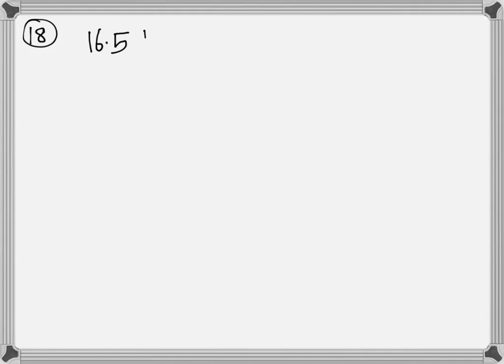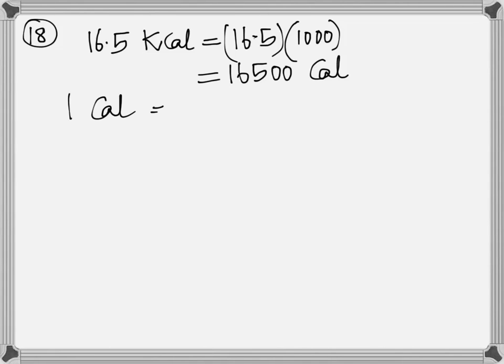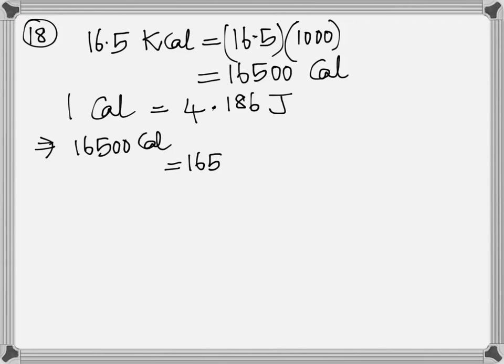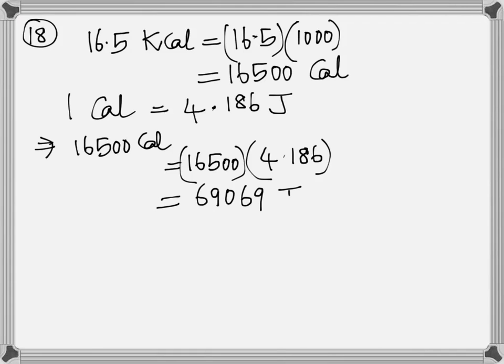In 18, you just have to convert kilocalories into joules. And first convert into calorie, because 1 kilocalorie is 1,000, multiply by 1,000. And then remember that 1 calorie is 4.186 joules, so 16,500 calories would be that multiplied by 4.186. Get as 69,069 joules, which is about 69,100 joules.